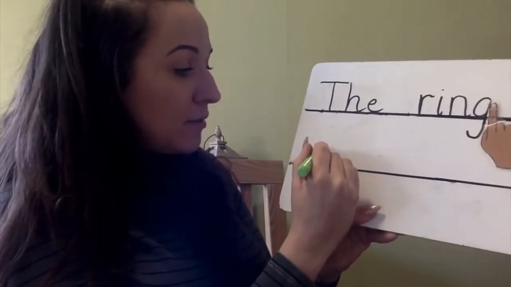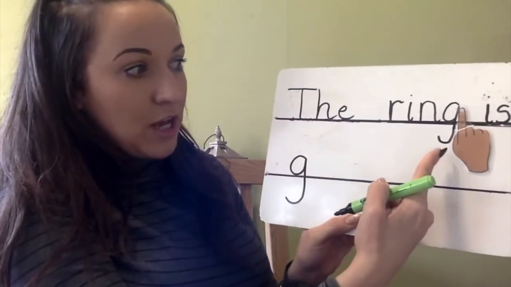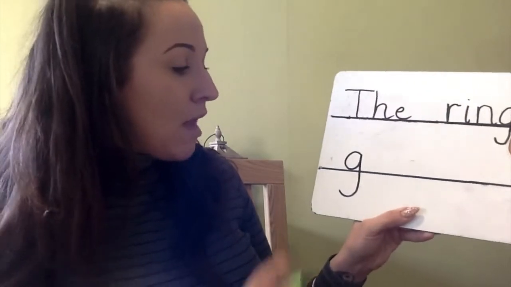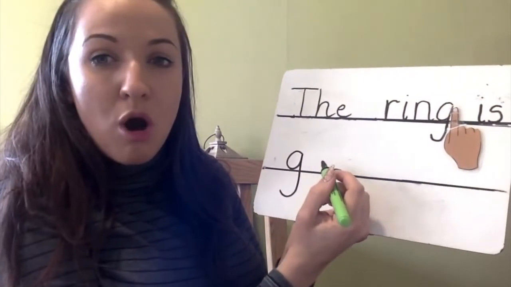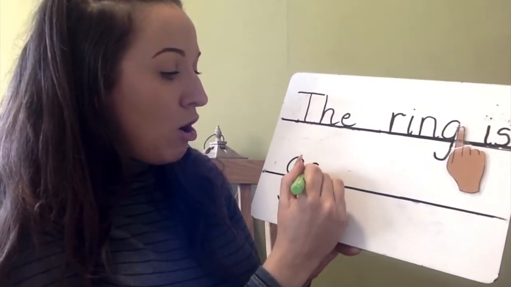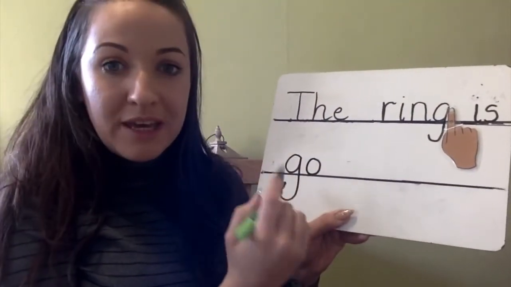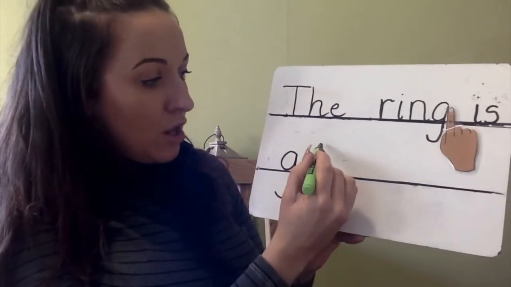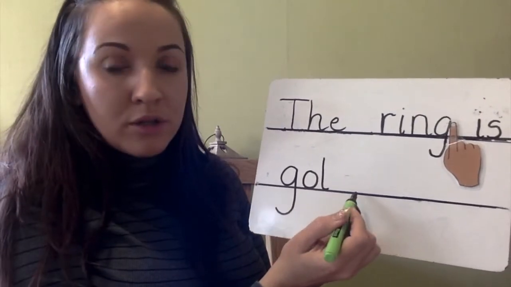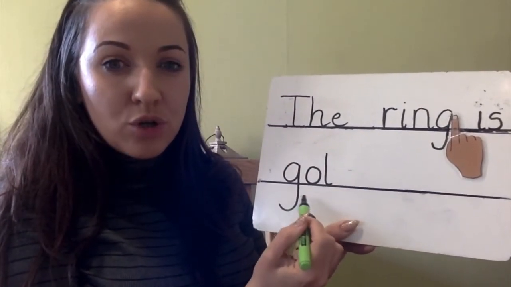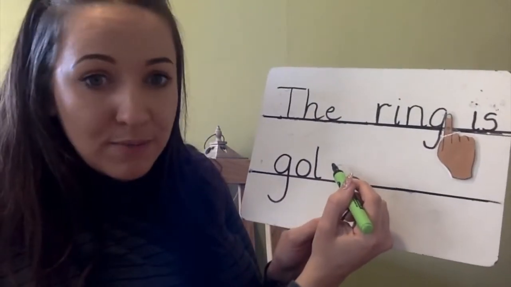What's the first sound you hear in gold? The G sound. Curl around the caterpillar, up and down. Just like the G sound at the end. Gold. What's the next sound you can hear in gold? G-o. Old. Can you hear the ul sound? Ul. G-o-l-d. Hear the last sound? G-o-l-d. The d sound, which is a curly caterpillar letter.